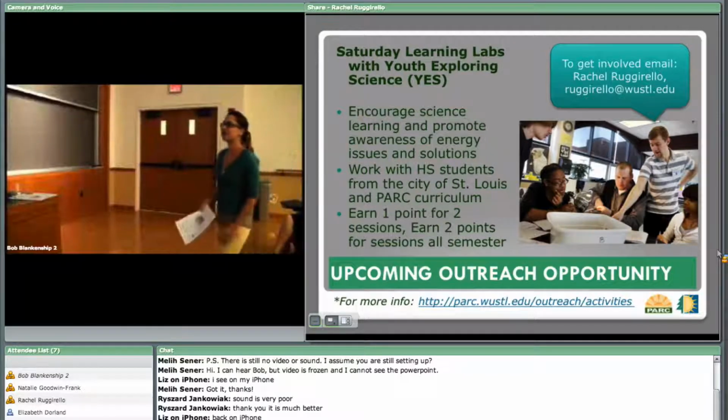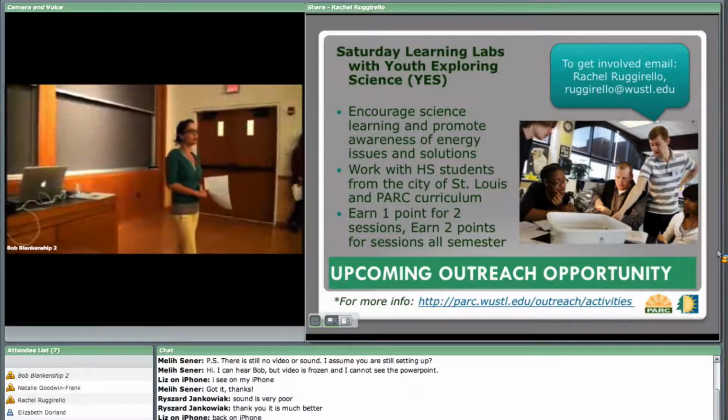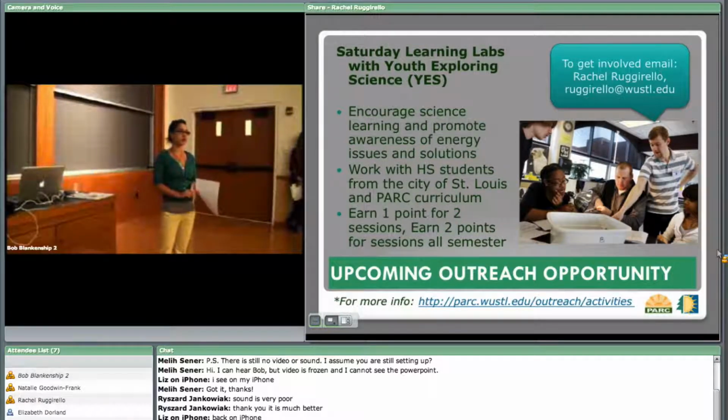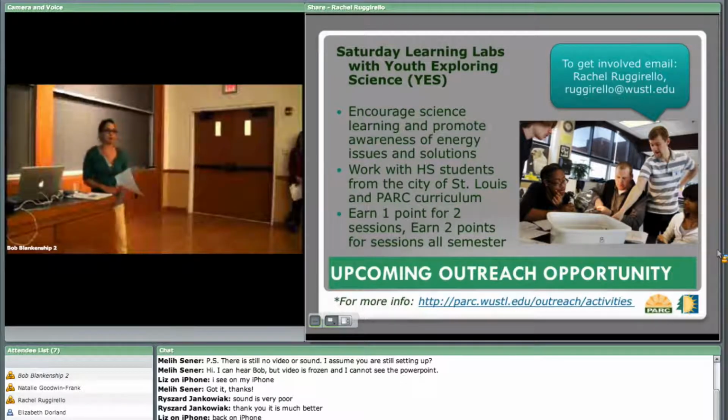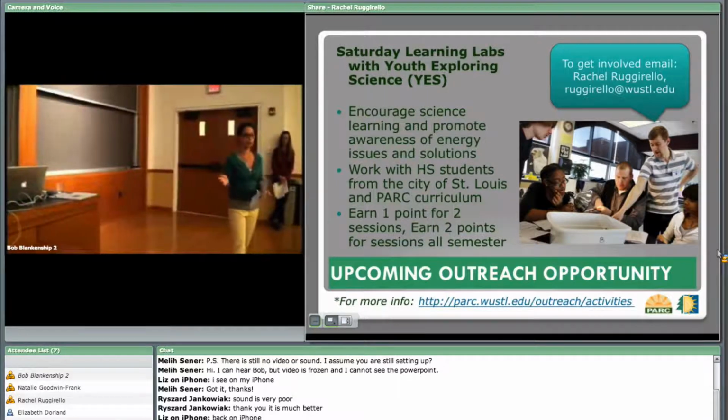This is a Saturday Learning Lab program with Youth Exploring Science. It's hosted out of the St. Louis Science Center, which we collaborate with pretty extensively. They're going to use some of the PARC curriculum that we've been developing over the last couple of years on bioenergy and solar energy. They're working with high school students from St. Louis City who come on Saturdays for 3 hours, 2 sessions. The first session might have about 20 students. The second session will have about 20 students.